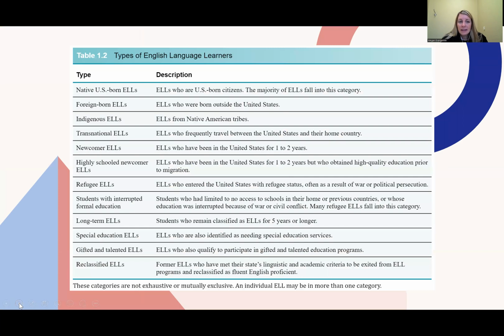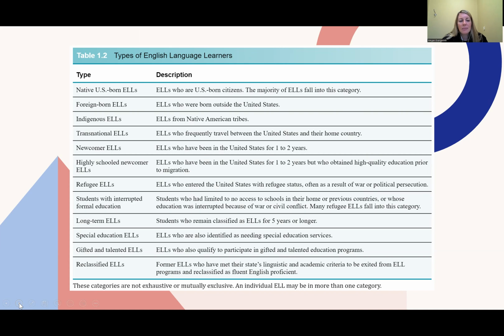This table from the text is very helpful. There are many different names for English learners, as you can see, and the description of these is very helpful. So we have native US ELLs, we have foreign-born ELLs, we have indigenous ELLs, we have transnational ELLs. Newcomer ELLs, we talk a lot about newcomers who have been in the US for 1 to 2 years. We have highly schooled newcomer ELLs and refugee ELLs.